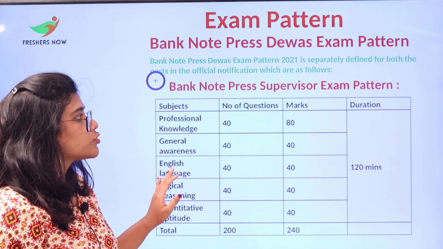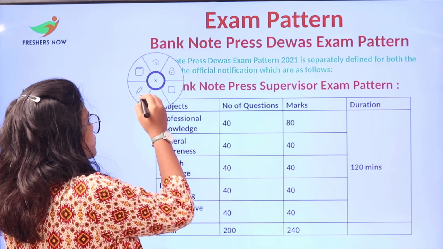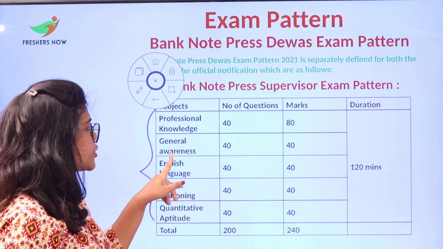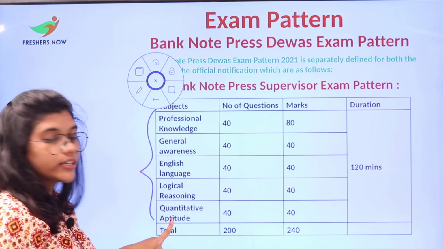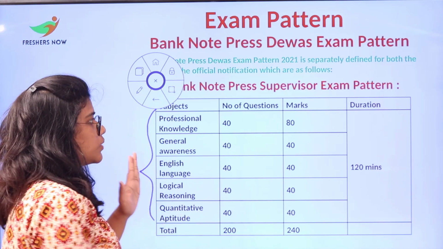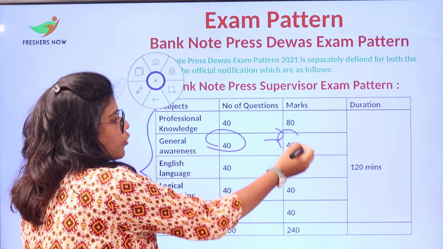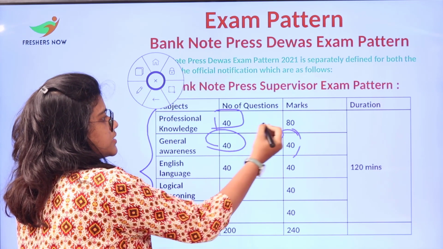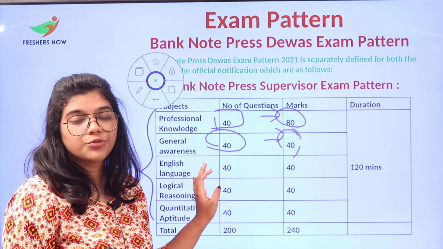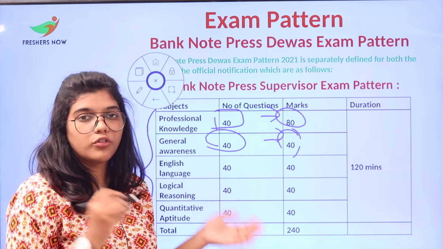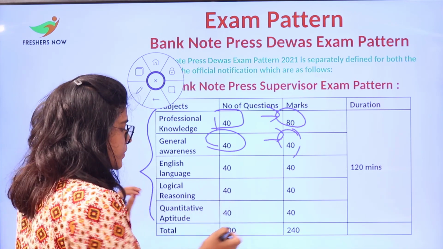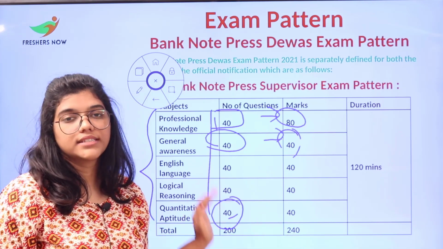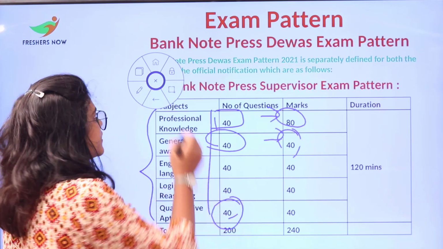First off, for the post of a supervisor, the examination pattern is as follows. There will be a number of sections here. The sections are as follows: professional knowledge, general awareness, English language, logical reasoning, and quantitative aptitude. Each of the other sections has 40 questions carrying 40 marks. Only for the first section, which is the professional knowledge section, they will give you 40 questions and the marks weightage will be 80. The rest will be 40 questions and 40 marks each. The total number of questions is 200. The marks are 240. All of this examination will be conducted in 120 minutes.